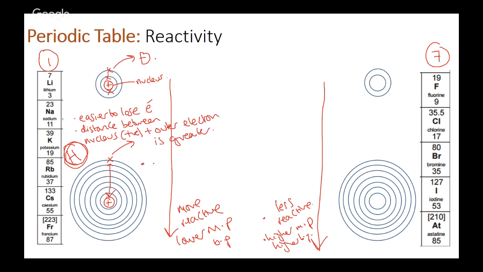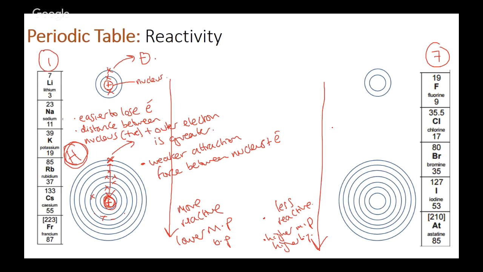So therefore there is a weaker attraction force between the nucleus and the outer shell electron. Some of you may have heard about electron shielding as well. That's the idea explaining that there's a weaker attraction, because if you've got lots of electrons in the middle as you go around the shells, that is going to be shielding this outer electron from the positive pull of the nucleus.